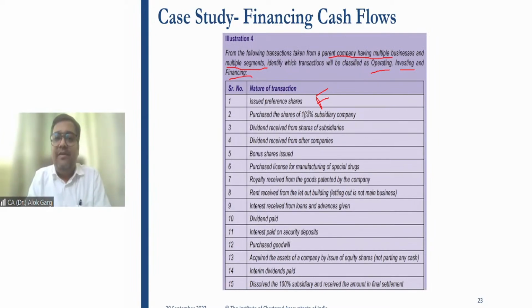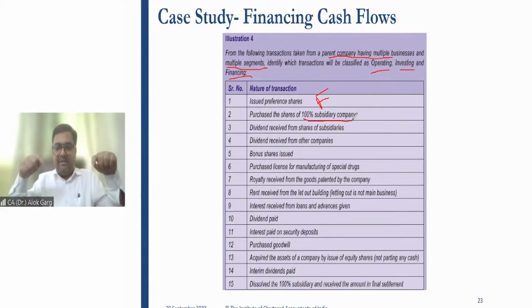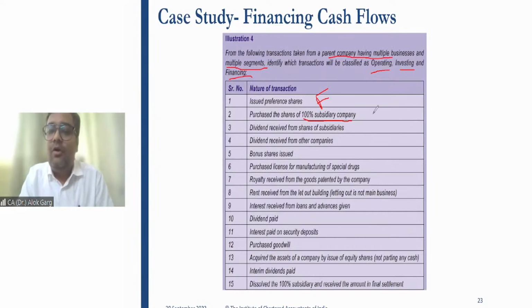Purchased the shares of 100% subsidiary company. It is investment. The company has invested in subsidiary company. Is it a financing item? Answer is no. The company is not getting the money out of it, or the company is not paying the money which is relating to the capital structure. It is not dividend paid, it is not interest paid kind of thing. So purchase of investment in subsidiary company is an investment. The company is getting a control. It is a strategic investment.